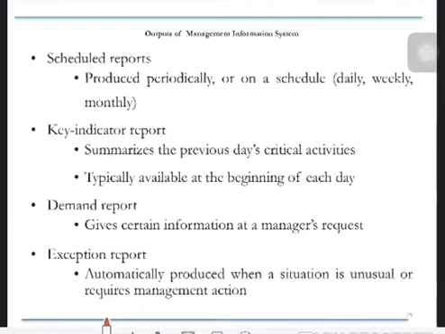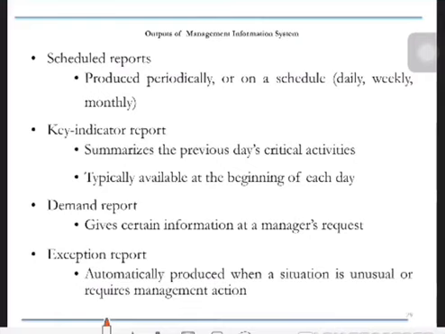Second, we have key indicator reports. They summarize the previous day's critical activities. If we summarize yesterday's activity in the morning and present it to the manager, then such type of report we call key indicator report. And such one is available at the beginning of each day. Always at the beginning of each day, this report is prepared and presented to the manager.